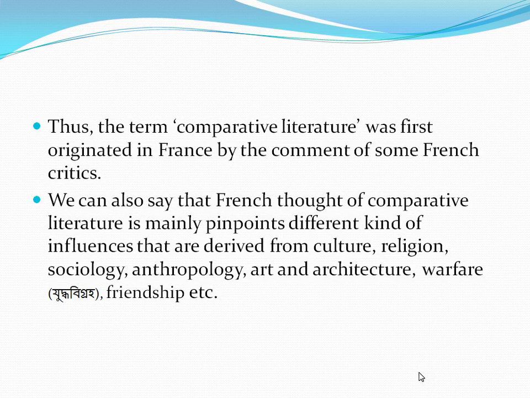So from where will we get that influence? Influence can come from culture, from religion, from sociology, from anthropology, art and architecture, warfare and also friendship. Okay. So France is the first country that originated the term comparative literature, and the French School of Comparative Literature also initiated the idea of influence, and that influence derives from culture, religion, sociology, anthropology, art, architecture, warfare and friendship.